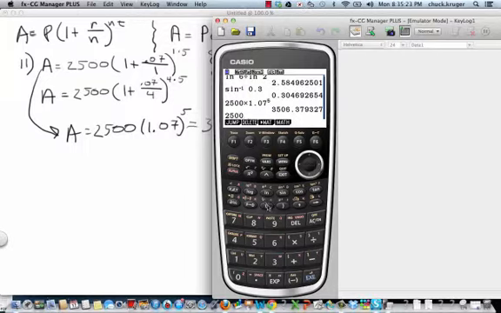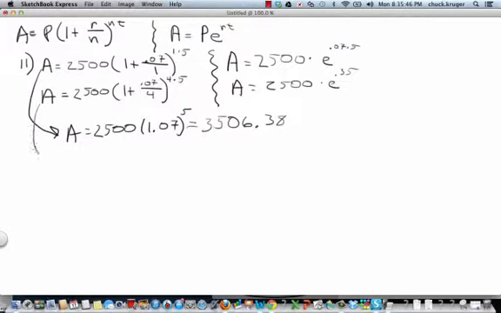Alright, the next one is 2,500, and I'll actually use the parentheses here. 1 plus 0.07 divided by 4 raised to the 20th power. And I'll get $3,536.95. So I made a little bit more money compared to this one, a little bit more than $30.